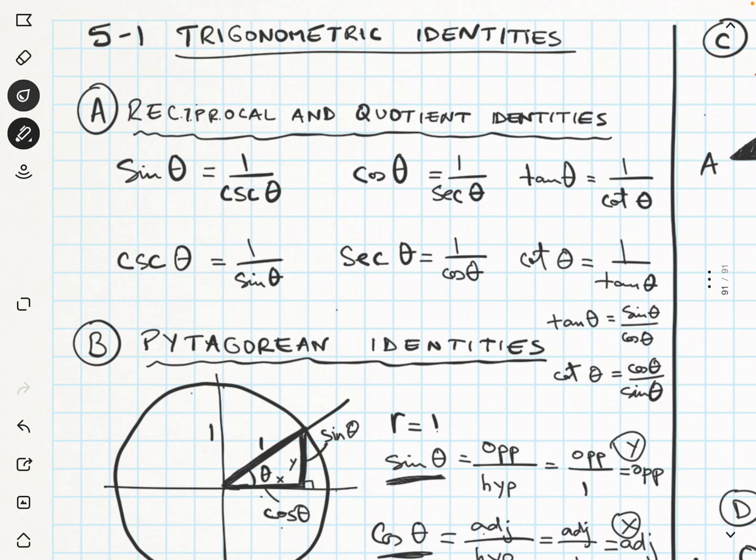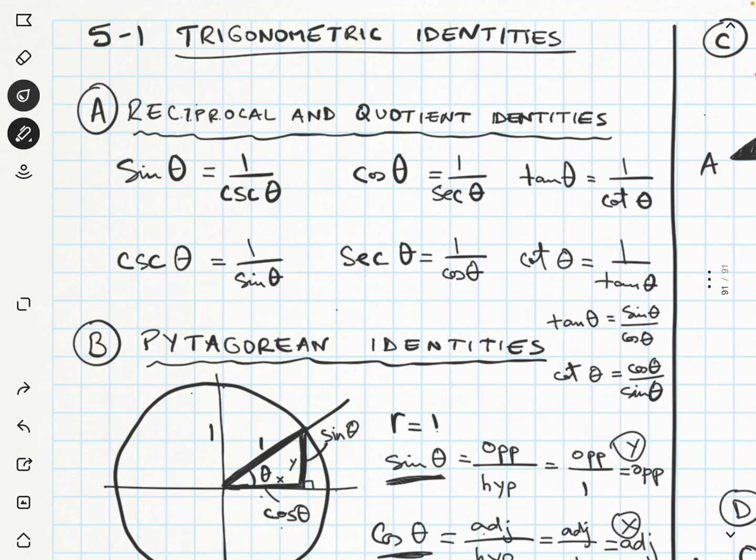There are 8 reciprocal and quotient identities. 6 of them are reciprocal identities, and 2 of them are the quotient identities. The quotient identities are listed at the bottom here. Tangent theta is equal to sine theta over cosine theta, and cotangent theta, the reciprocal of tangent theta, is equal to cosine theta over sine theta.